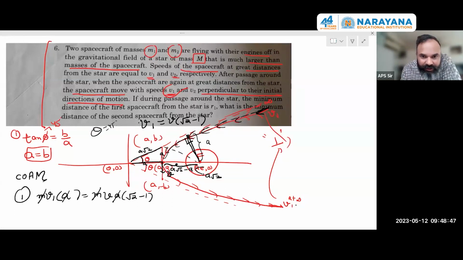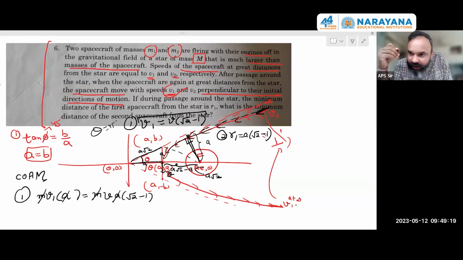Right? This is given to you, V into root 2 minus 1. Now use the same information for the second spacecraft also. So he says, during the passage around the star, the minimum distance of the first spacecraft, that is R1. So basically he's saying that R1, now this is the first equation. And secondly, I can say that R1, which is given, is basically A into root 2 minus 1.